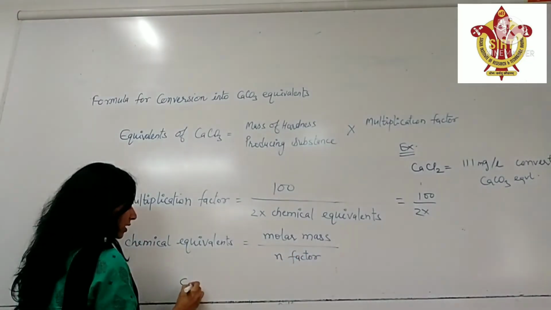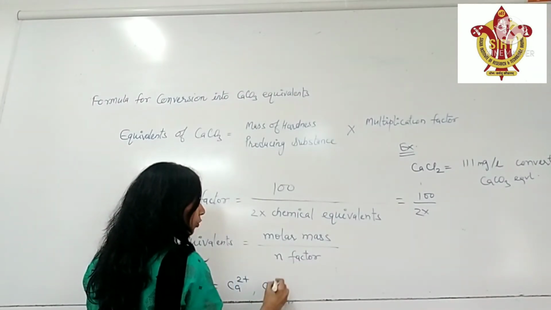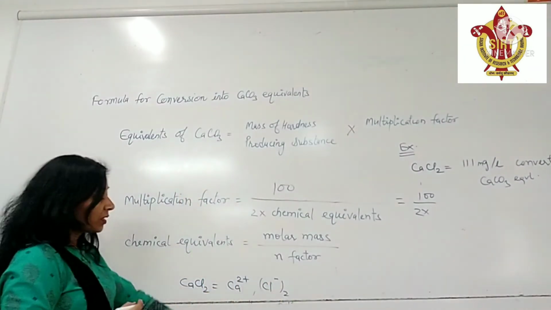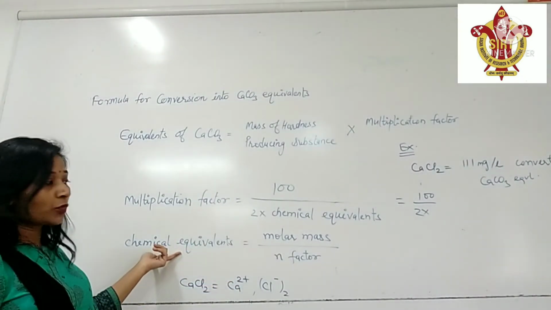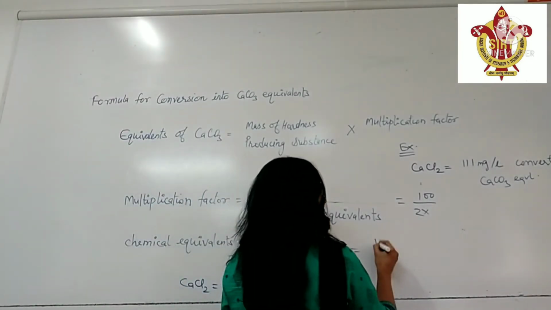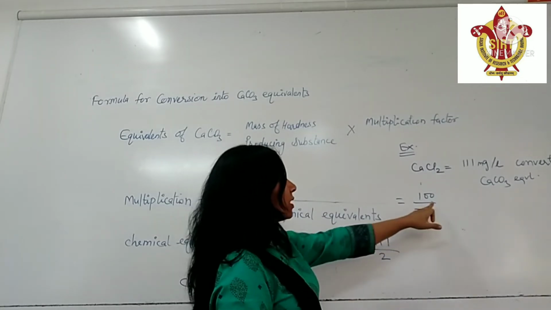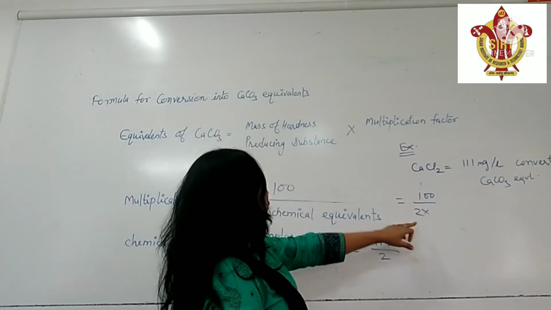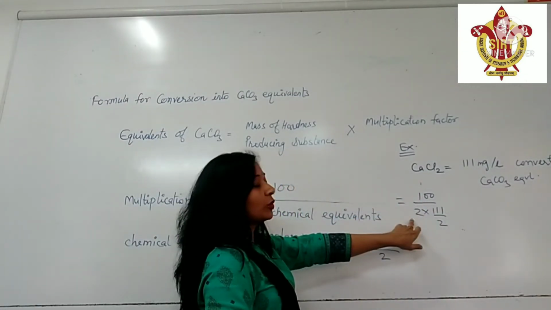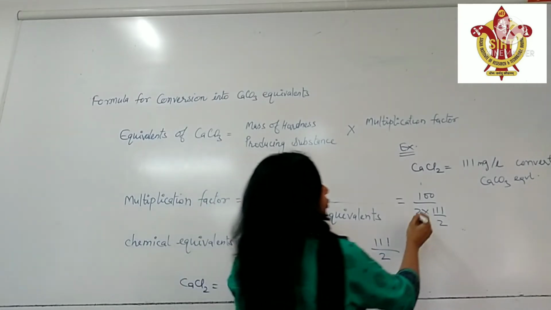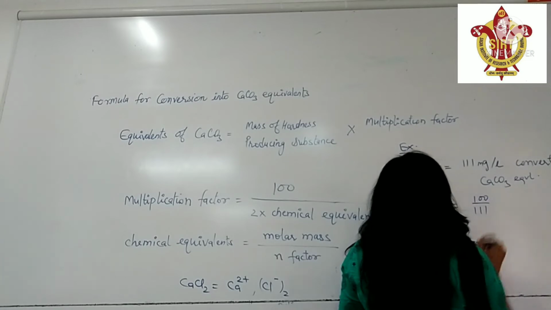In CaCl2, calcium chloride, calcium has a dipositive charge and chlorine has a -1 charge, and there are 2 of them. So here the N factor is 2. So the chemical equivalent for CaCl2 is its molar mass, that is 111, divided by its N factor, that is 2. So we put this value in this formula. Chemical equivalent is 111 by 2, so 100 upon 2 into 111 by 2. Here the 2s get cancelled and we get the multiplication factor as 100 upon 111.